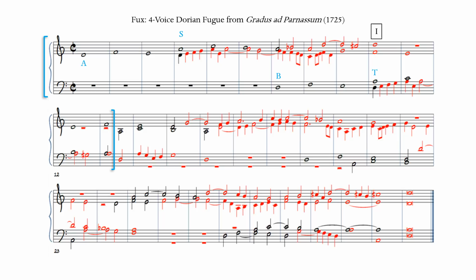Then a counter-exposition begins almost immediately. The soprano enters with a statement of the subject in stretto with the tenor in measure 12, which means that the second entry group actually begins before the first one has ended. Again, fugue is not a form, it is a process.